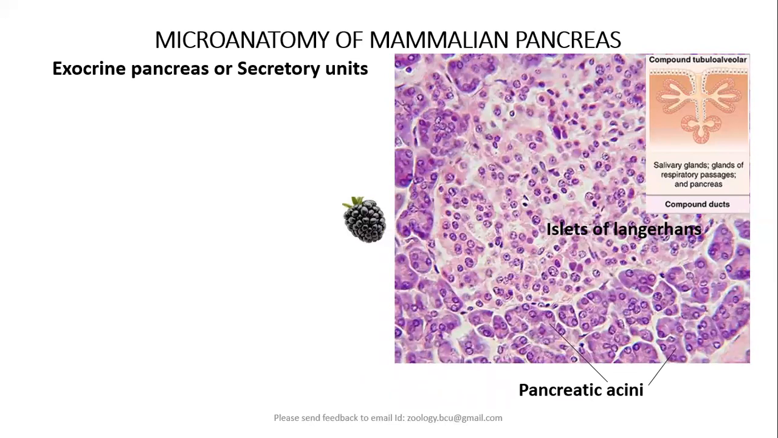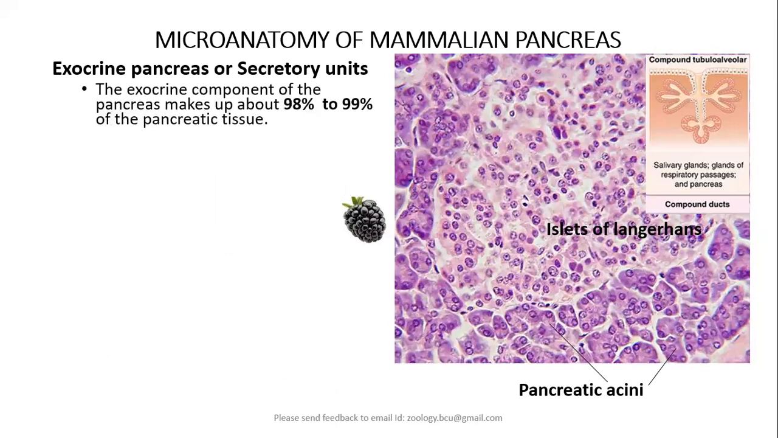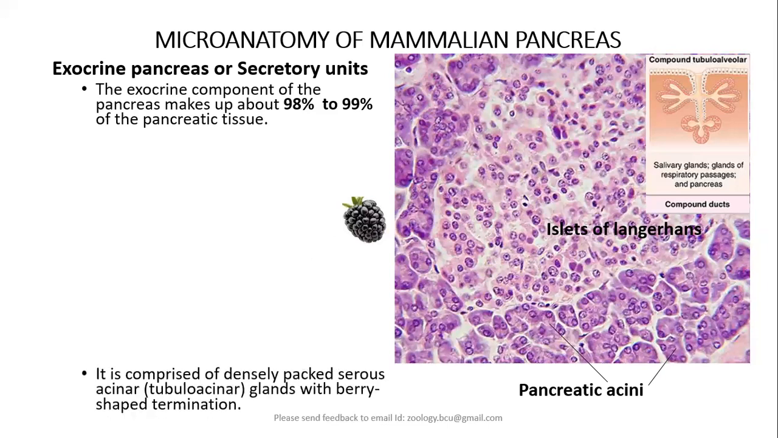So coming to the structure of the exocrine pancreas or the microanatomy of the pancreas. As we have seen, the exocrine pancreas is made up of the main secretory units of the pancreas, and the exocrine component makes up about 98 to 99% of the pancreatic parenchyma.